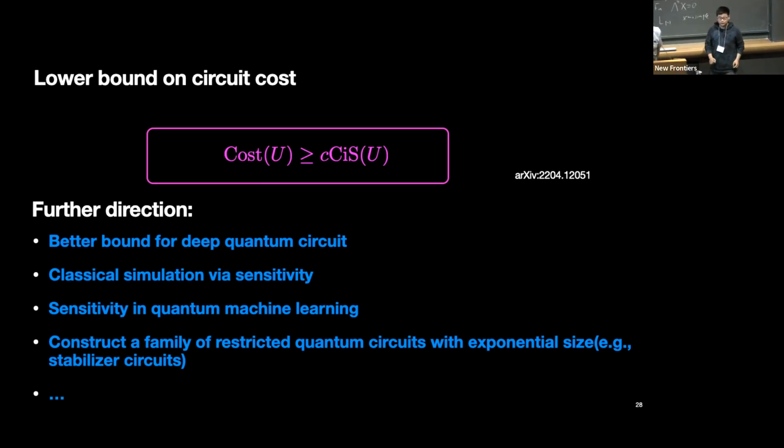Other questions? Since the transformation from the canonical basis to the Pauli basis is Fourier, is there a connection with your bound and the uncertainty principle? Oh, yes.